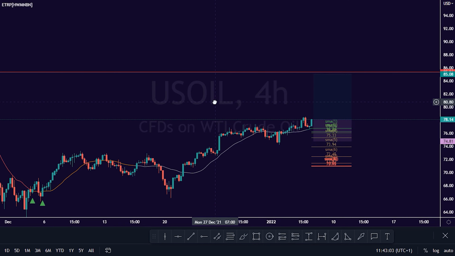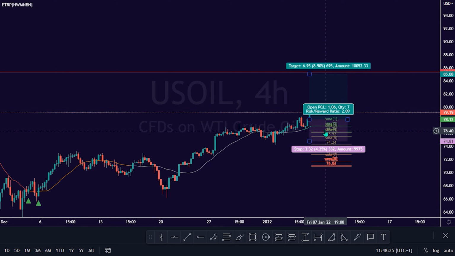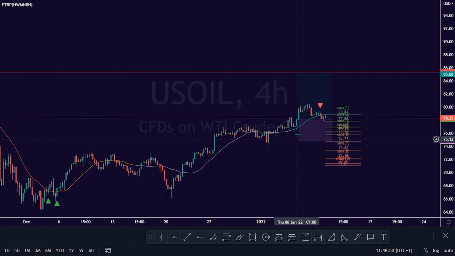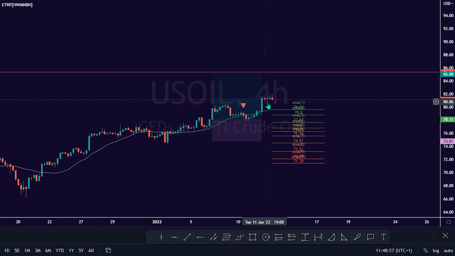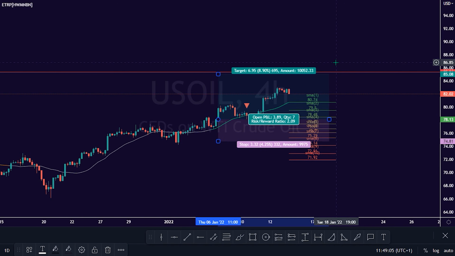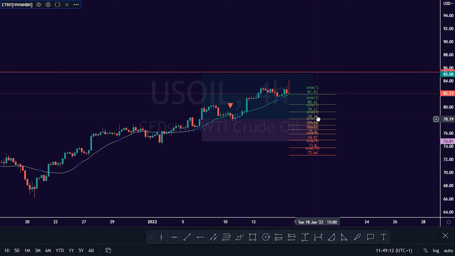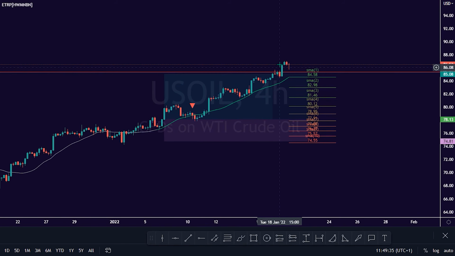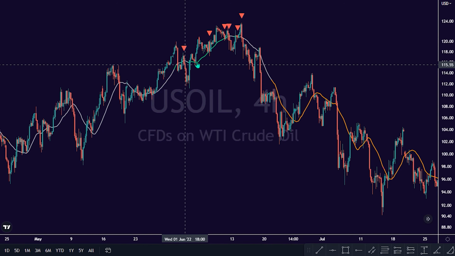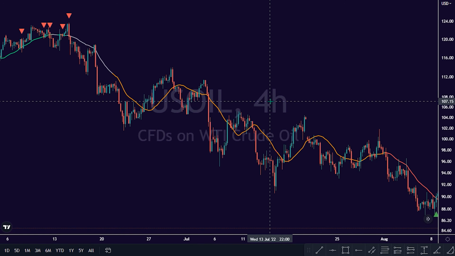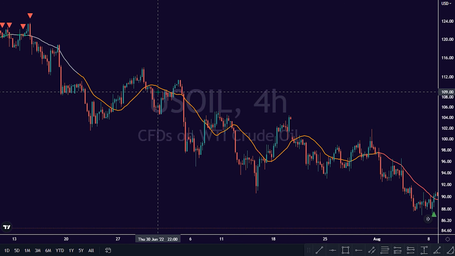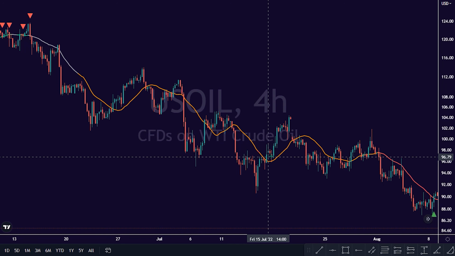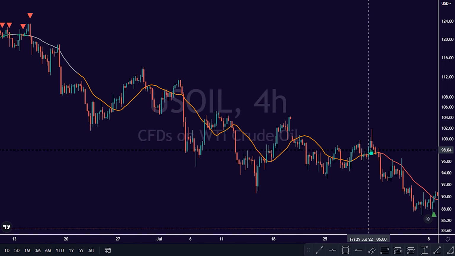Let's see how this buy trade will work out. Take profit target achieved. Now let's see how to sell with this indicator for the continuation of a downtrend. In a bearish trend, wait for the price to make a bullish pullback to the MA line, as we can see on this price chart.